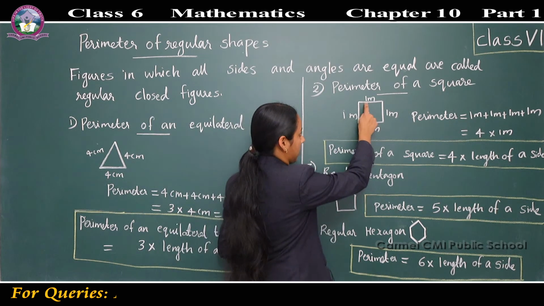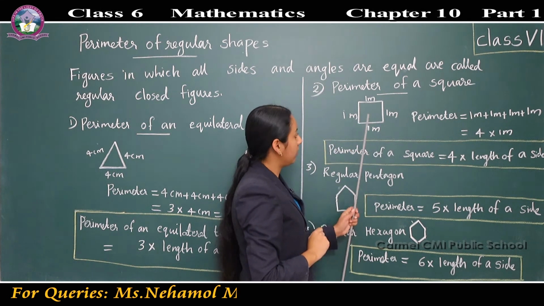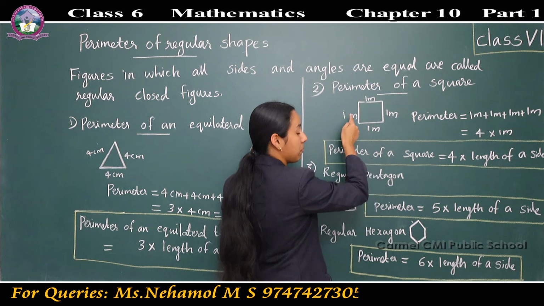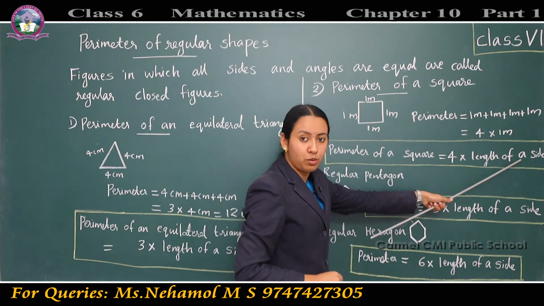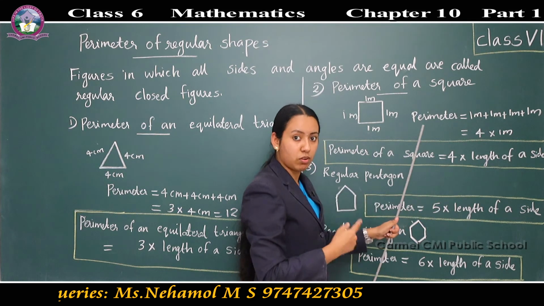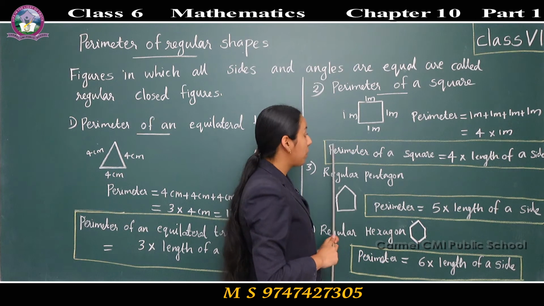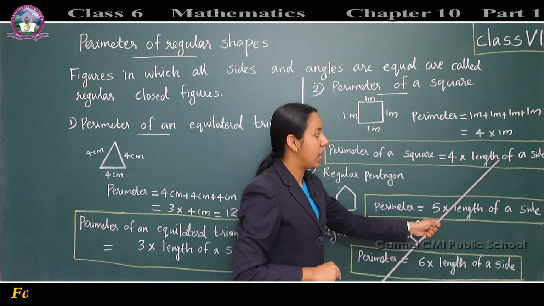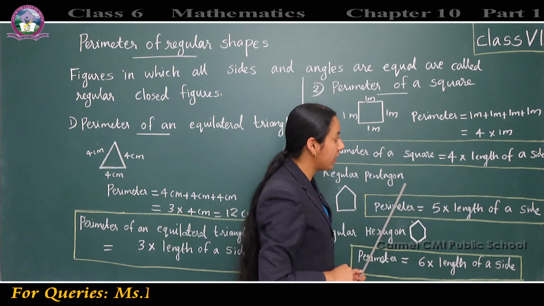Then consider an example. Each side is 1 meter. Then what is the perimeter? 1 meter plus 1 meter plus 1 meter plus 1 meter. In other words, we can say 4 times 1 meter. So what is the general formula? Perimeter of a square is equal to 4 into length of a side.